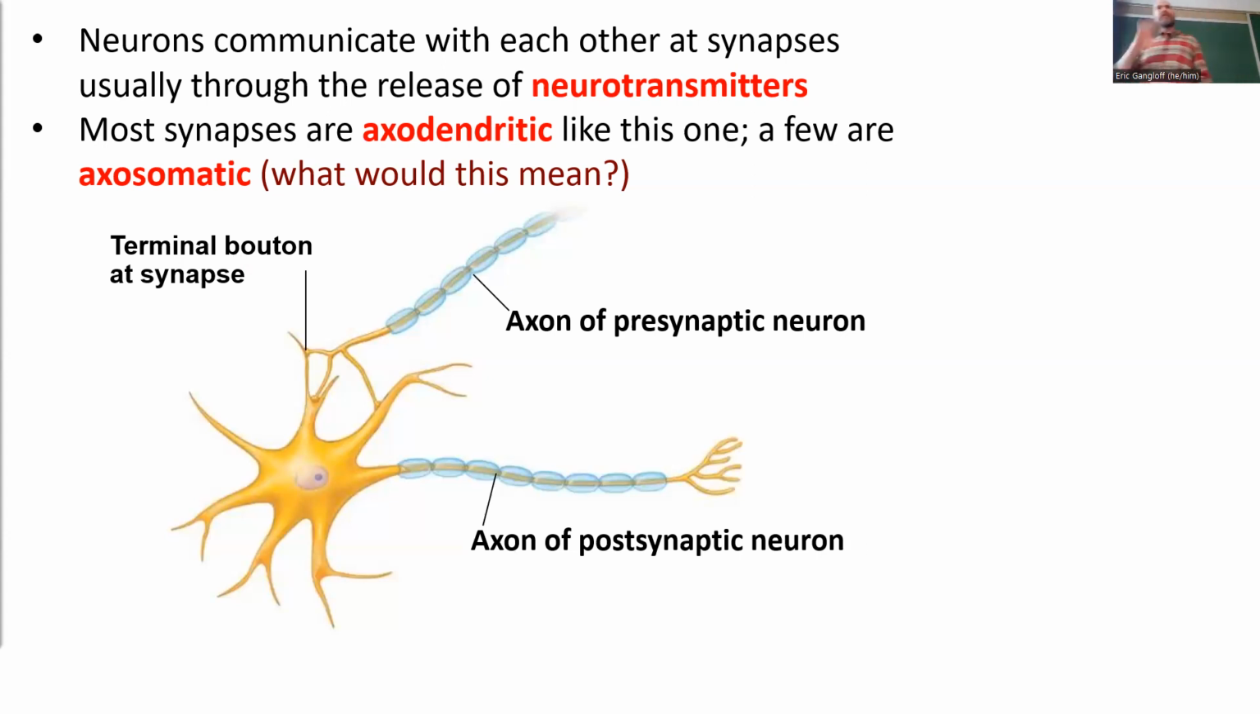Basically, they're super close, but they're not actually touching. There's a little space there across which those neurotransmitters are secreted. So if we're talking about these neurons in relation to the synapse, we have the presynaptic neuron, the neuron that's sending the signals before the synapse, and then the postsynaptic neuron, the neuron that's after the synapse receiving the signals. Now, most synapses are what we call axodendritic, which is what you see here. Axo meaning axon, dendritic meaning dendrite. So it's a synapse between the axon of one cell and the dendrites of another cell.